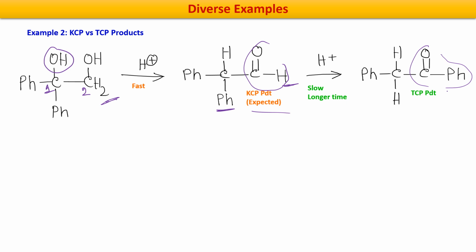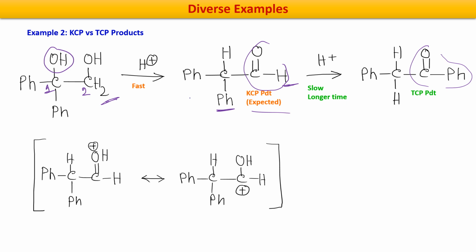So from the product stability point of view, this is more stable, and that is why this is the TCP product, the thermodynamically controlled product. But how is it generated when we are keeping this KCP product, the expected product, for a long time? So what is happening here? For that you have to understand, just move from KCP to this molecule, as if in presence of H plus this OH is now protonated.